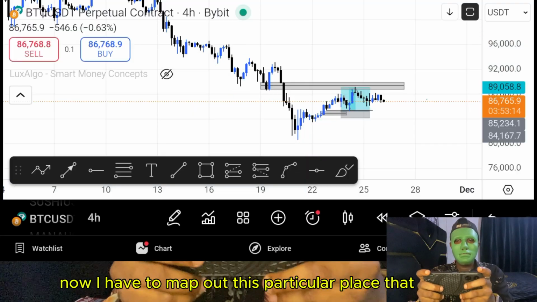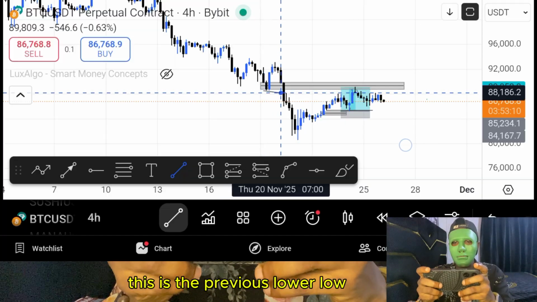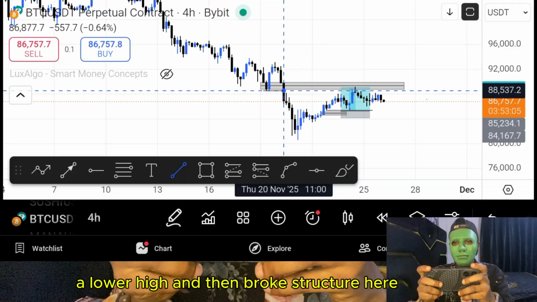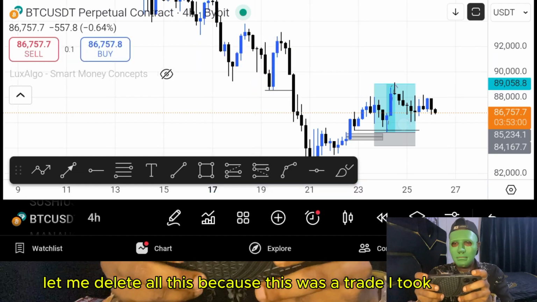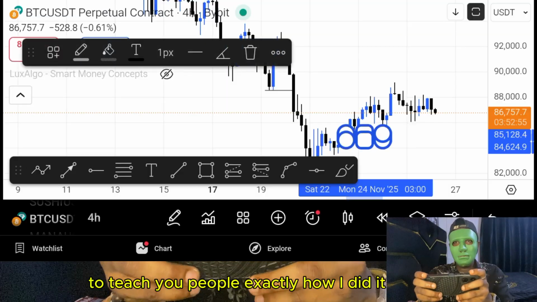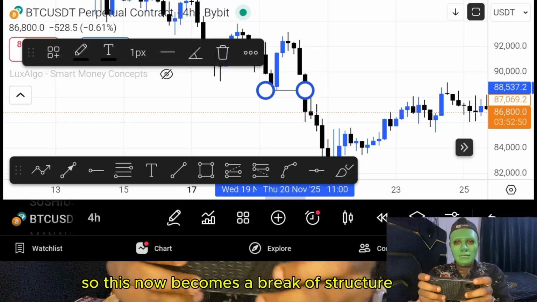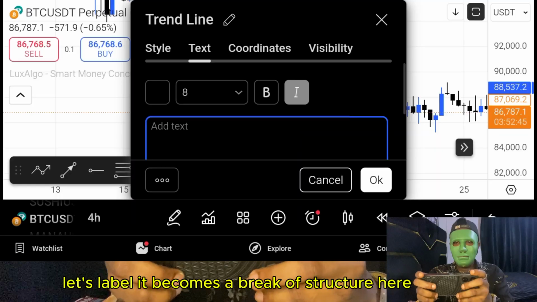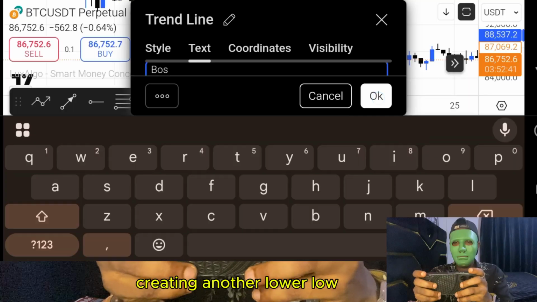Now, I have to map out this particular place where it broke structure, the last one, which was the previous lower low, before creating a lower high, and then it broke structure here. At first, let me delete all this, because this was a trade I took, this was analysis I did on it. So I had to bring it here to teach you exactly how I did it and how you can equally do it. So this now becomes a break of structure, creating another lower low.